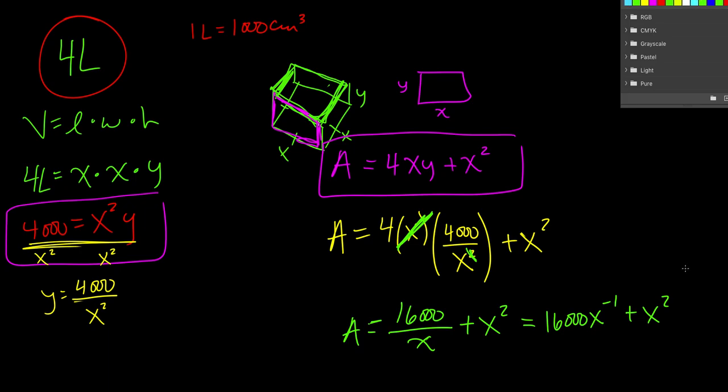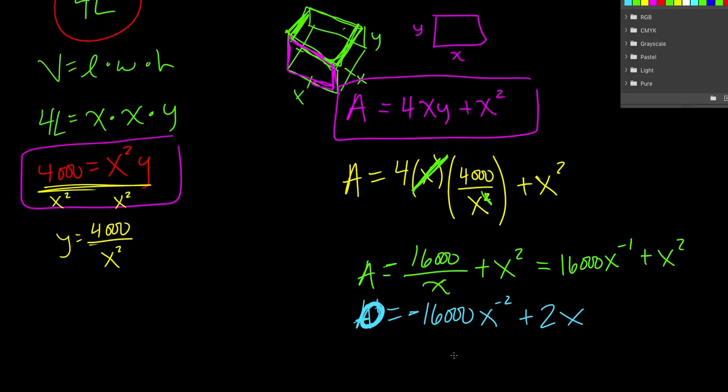Now, because we're optimizing, we need to take the derivative, set it equal to 0, and we're hoping to find a minima this time, because that's how we want to optimize it. We want the least amount of surface area, which means the least amount of material that we have to use. So we take the derivative of this. So A prime is going to be negative 16,000 x to the negative 2 plus 2x. Okay. And then we set the derivative equal to 0. So I'm going to switch that to 0.